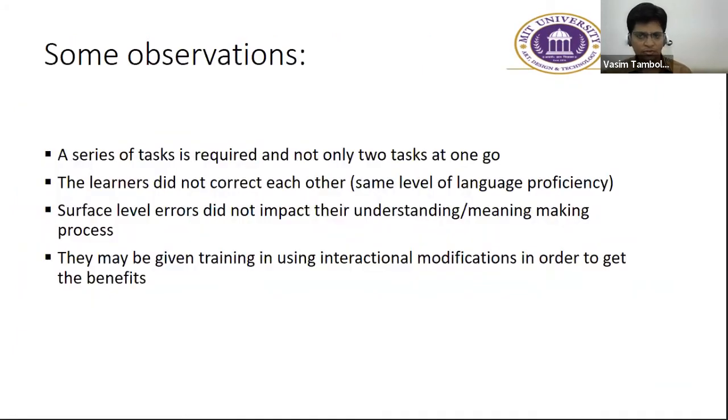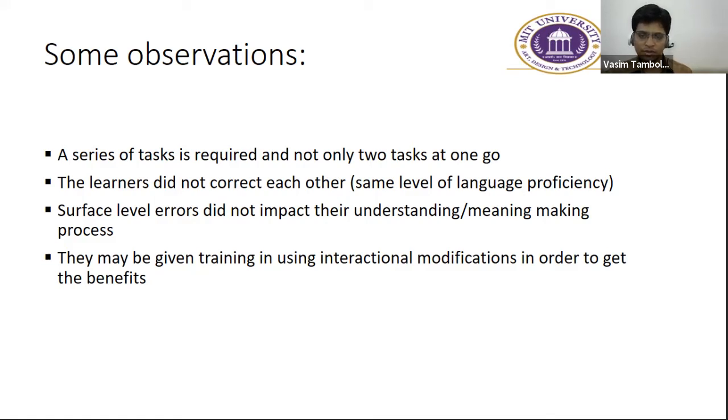And for this, I have some observations. A series of tasks is required, not only 2 tasks in one go, so this could be a limitation of this particular experiment. And learners did not correct each other because they could be at a similar level of language proficiency, and they were in a flow, enjoying speaking, and they really wanted to complete the task. That could be one of the reasons. And they were not very well aware of the errors that they were making.